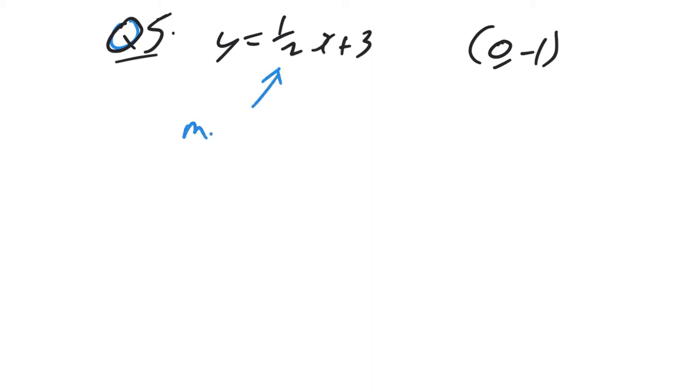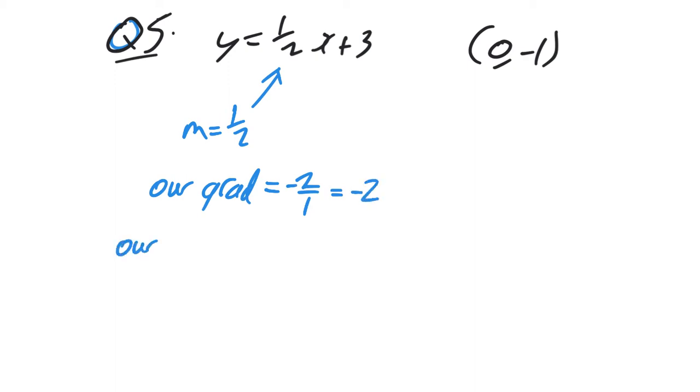So this is the original line, the gradient is a half. That means our gradient is a negative reciprocal of that. So if you turn that upside down, you'll have 2 over 1 and change the sign, make it minus. So minus 2 over 1 is the same as minus 2. So our line so far, remember the general equation of a straight line is y is equal to mx plus c. So we know our gradient is minus 2, so y is equal to minus 2x plus c.